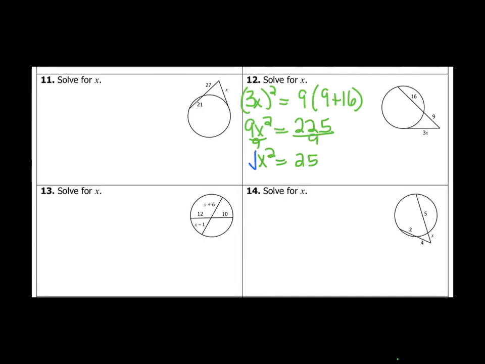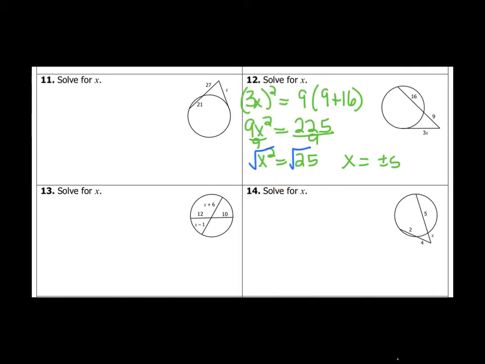And now I'm going to take a square root of both sides, and I'm going to get x equals plus or minus 5. Now I have to check both of those answers. Okay, don't forget, I get plus or minus 5 because if I plug 5 in here, 5 times 5 is 25. If I plug negative 5 in here, I get negative 5 times negative 5 is 25. So both of those answers meet that equation.